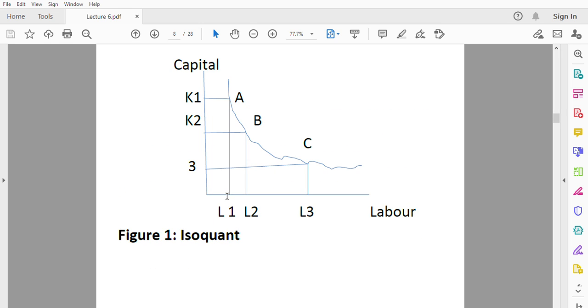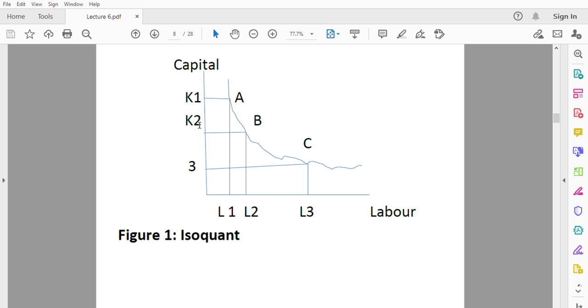Now this is an example of an isoquant. As you can see, we have labor and we have capital. You can decide to combine different quantities of these factors of production. Looking at K1 and K2, K1 is more than K2. So you can employ more capital, and when you employ more capital, you are likely to employ less labor if you want to produce the same level of output. So this is the isoquant.